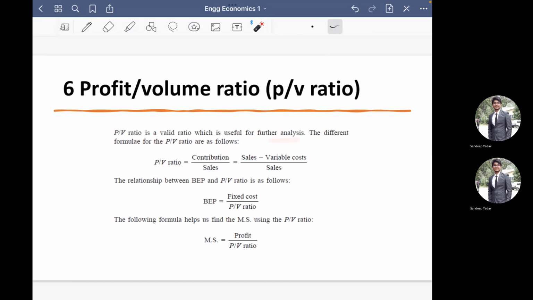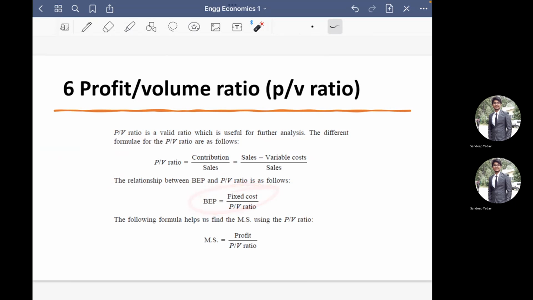Profit to volume ratio we can calculate by contribution by sales, and contribution we have already calculated, that is sales minus variable cost divided by sales. So that is the relationship. Now we can maintain a relationship between break even point and the profit to volume ratio as follows. Break even point will be equal to fixed cost divided by the profit to volume ratio.